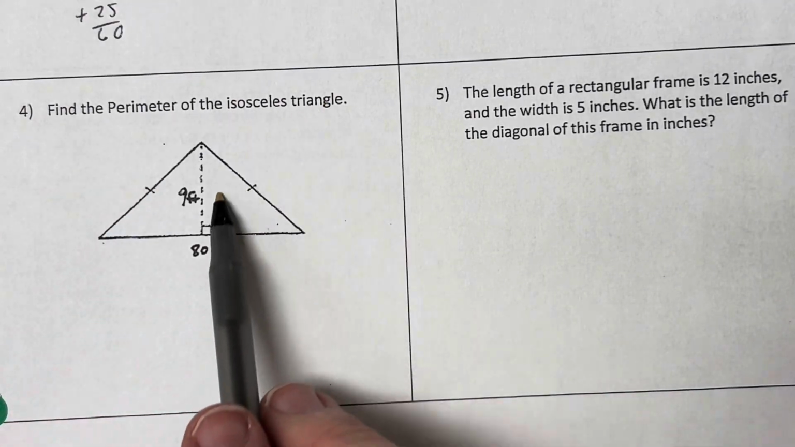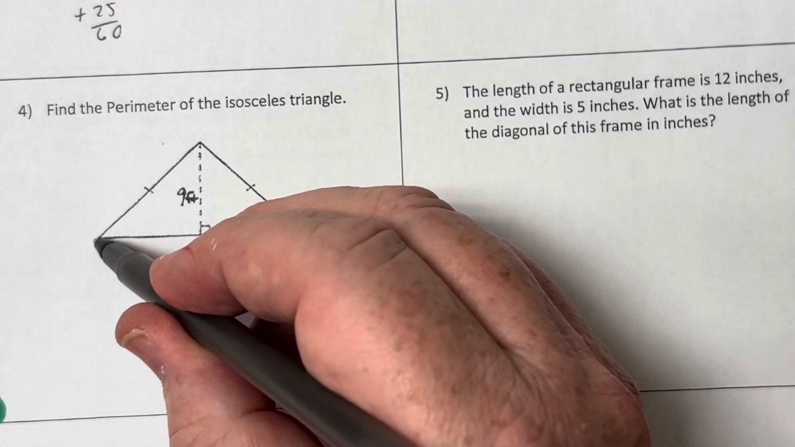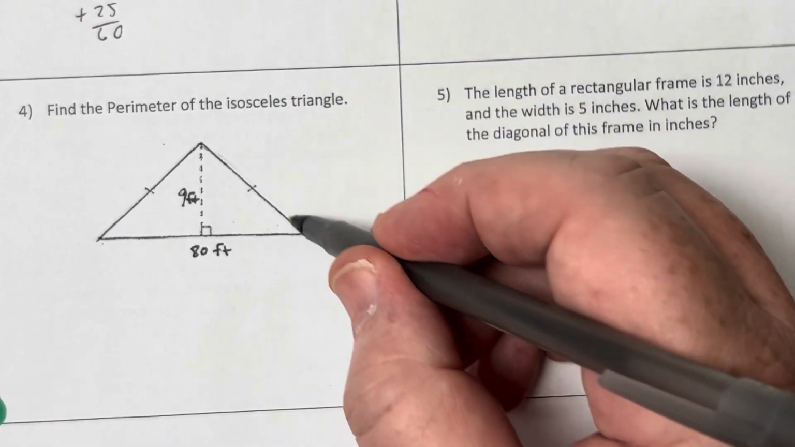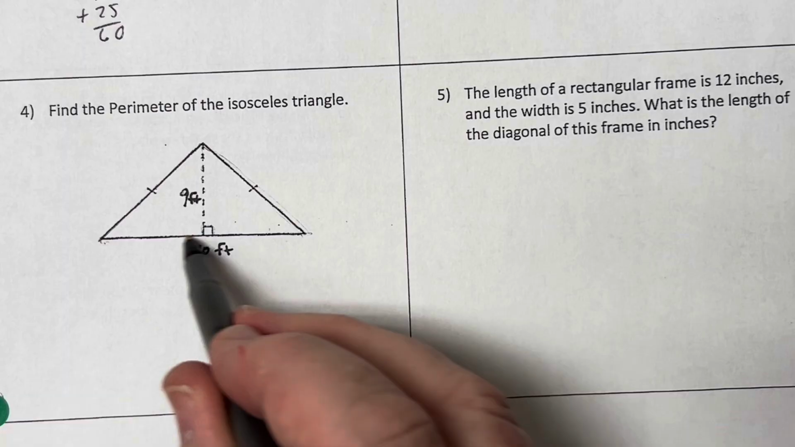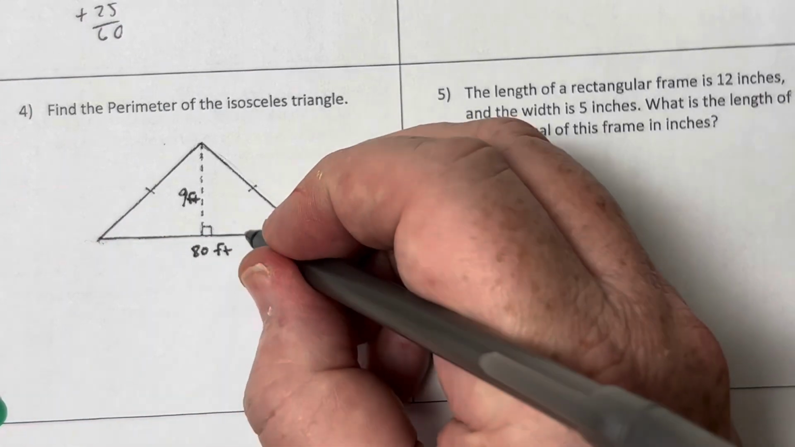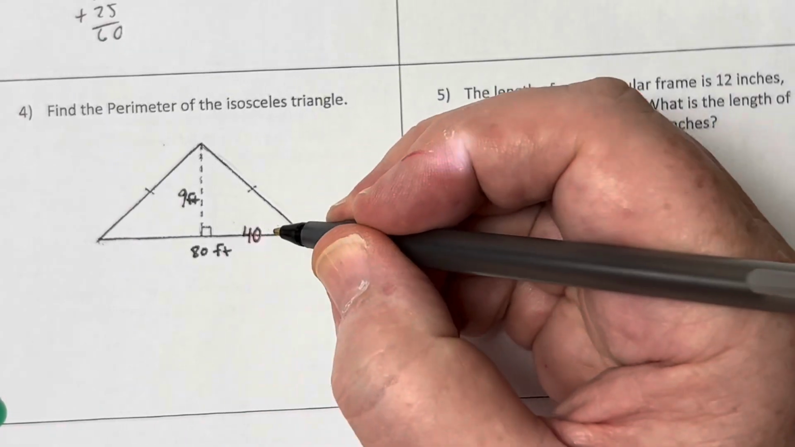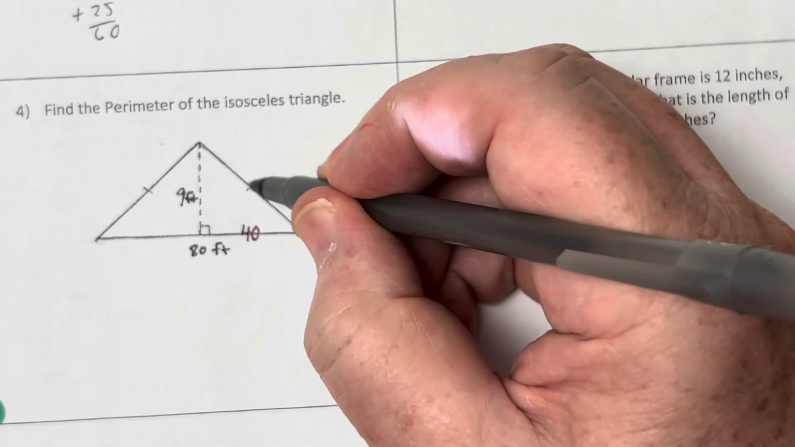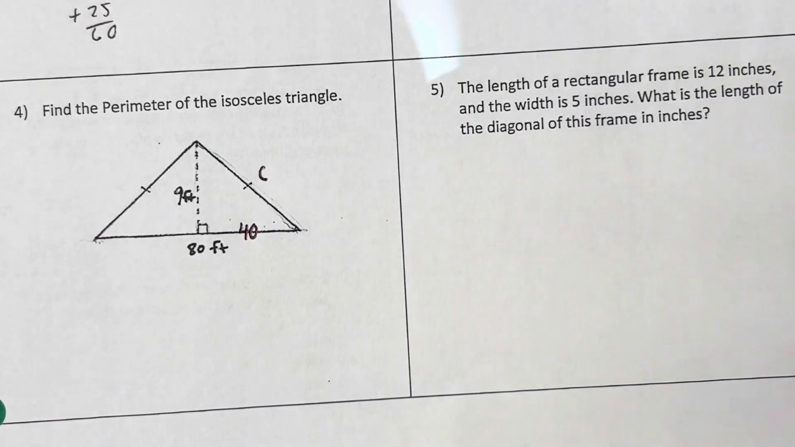Find the perimeter of the isosceles right triangle. We have two sides, and we need to figure out what this side is. We know that this is 9 feet. This whole thing is 80 feet, so half of it would be 40. So we have 9 feet and then 40 feet, and we're looking for c.